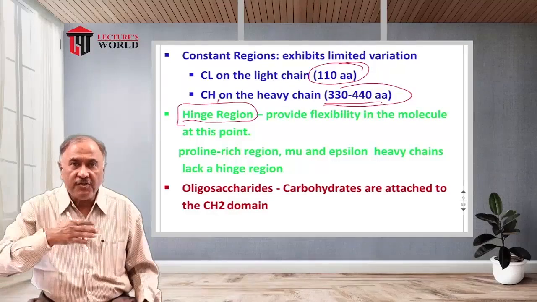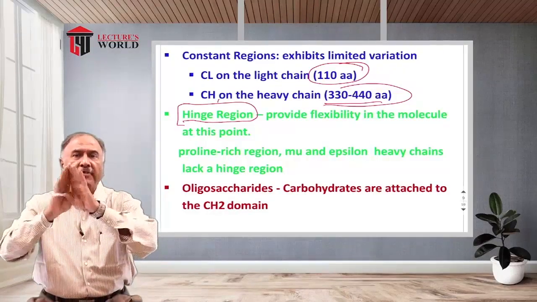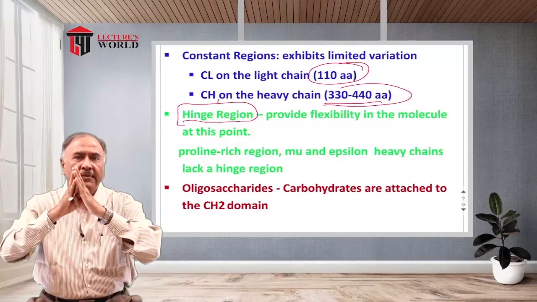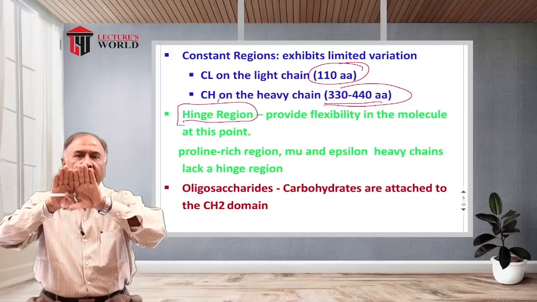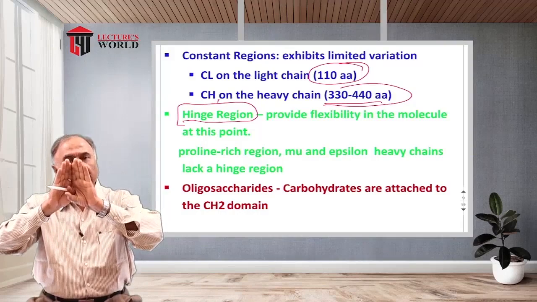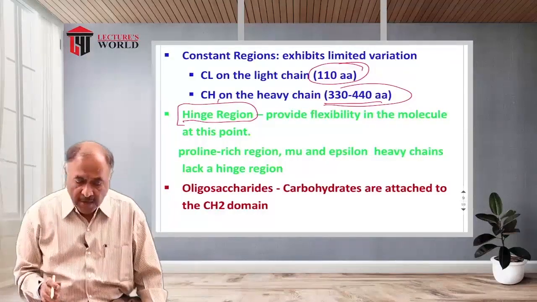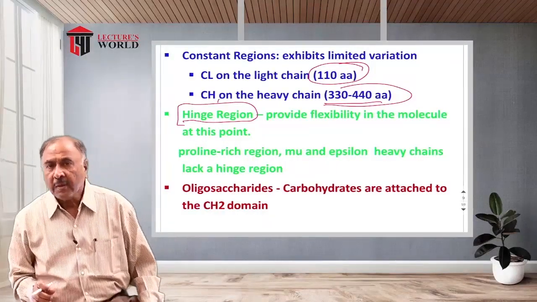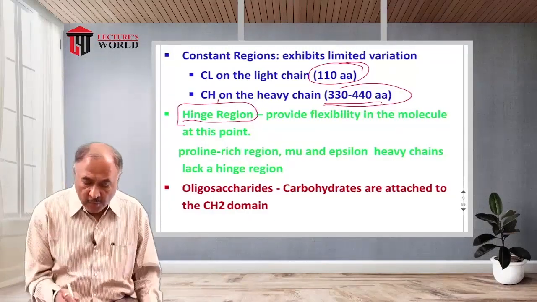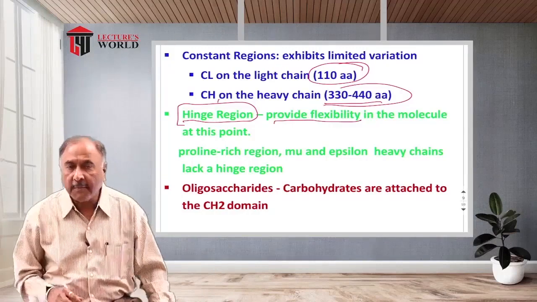So it is the hinge, and hinge means a kind of a joint. So this is a hinge region. If it is completely closed, it will be like this. If it is open, then this will be this. Or it can be partially closed, partially open. So that is the hinge region. And this hinge region, what is the function? Naturally, their basic function is to provide flexibility in the molecule.